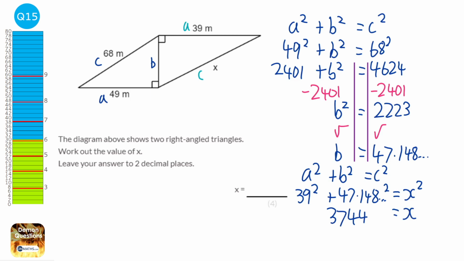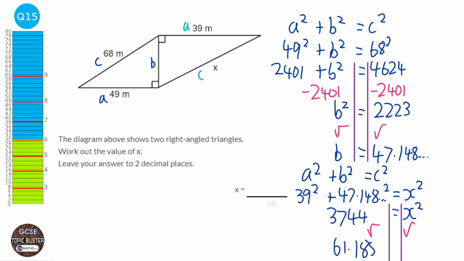equal to X squared. And we'll just get our lines in because we need to square root both sides, and we get 61.188... is equal to X. It says it wants it to 2 decimal places, so that would be 61.19.